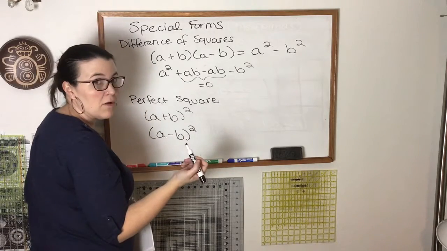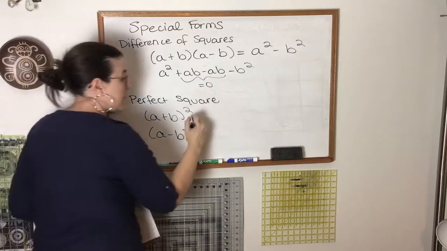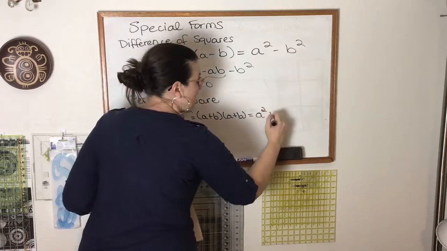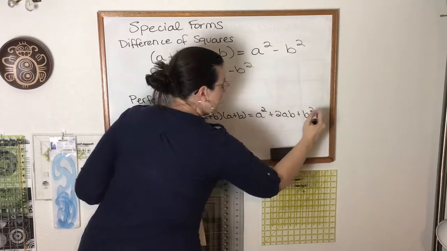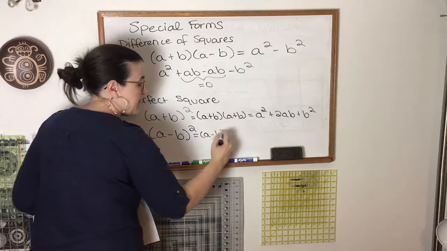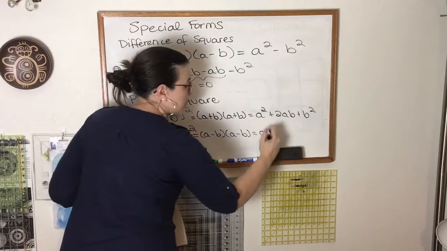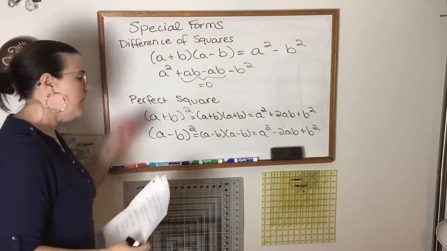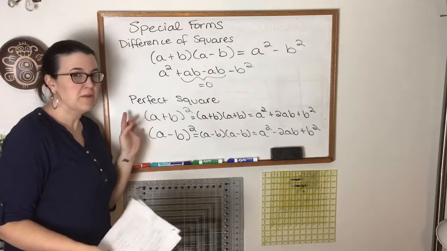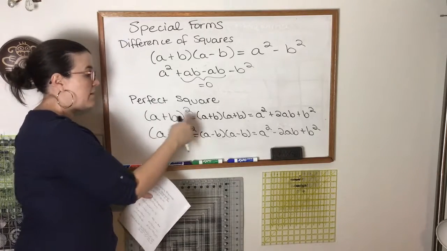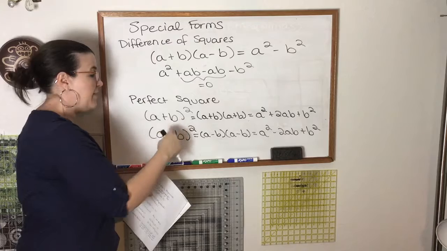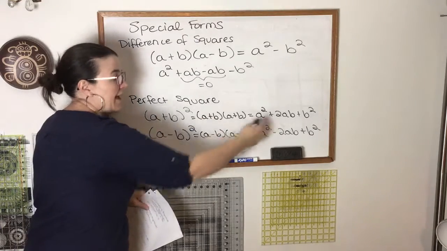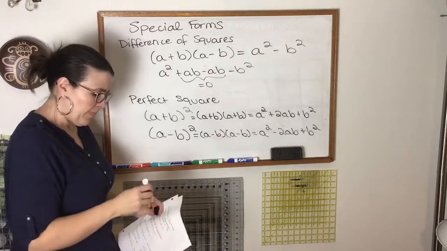Please be careful. You cannot just carry this squared in. This expands to a plus b times a plus b, which gives you a squared plus 2ab plus b squared. This one expands to a minus b times a minus b, which gives you a squared minus 2ab plus b squared. To me, the biggest thing with these is not carrying the power in. We call that illegal FOIL. You can't do that. And then just remembering that this really means you have two of them, so you're going to get like a full trinomial answer.